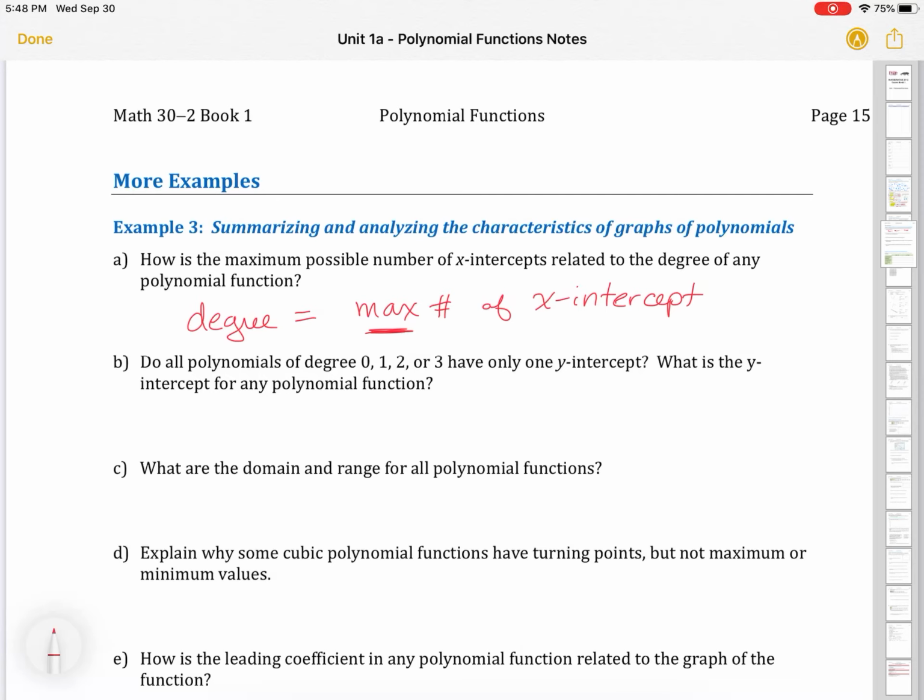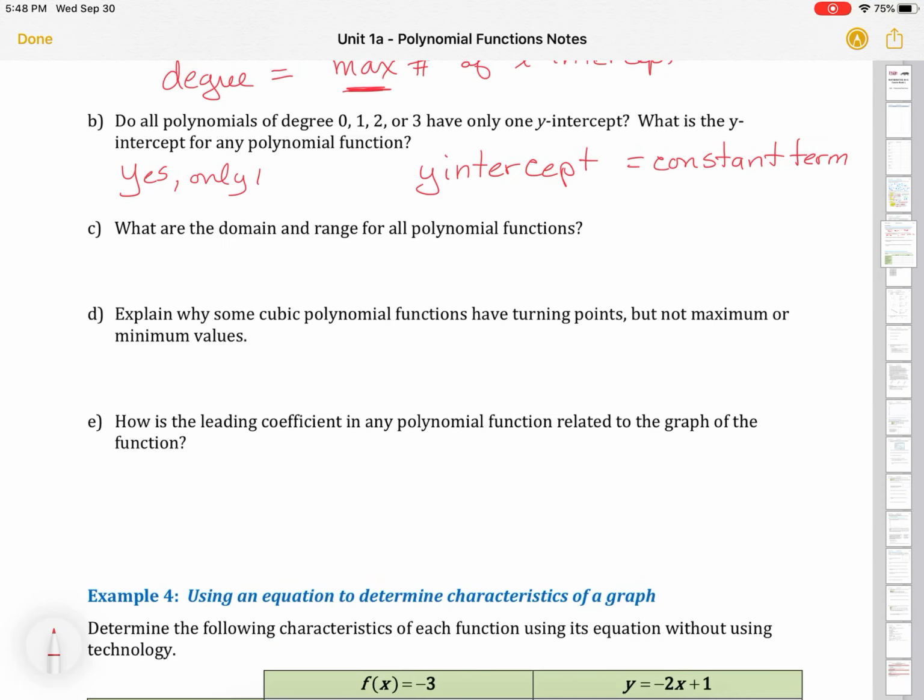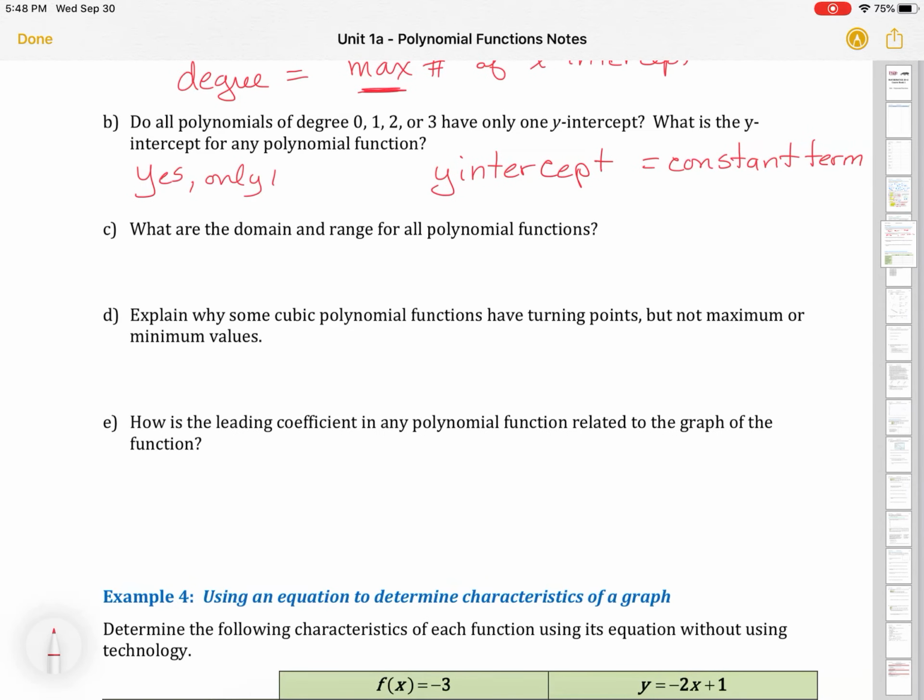Do all polynomials of degree 0, 1, 2, 3 have only one y-intercept? What is the y-intercept for any polynomial function? Yes, only one. And what is the y-intercept? Well, I talked about it on the last page. The y-intercept equals the constant term. And that's because the y-intercept happens when x equals 0. So if you put a 0 into all those variables, all you're left with is the constant term.